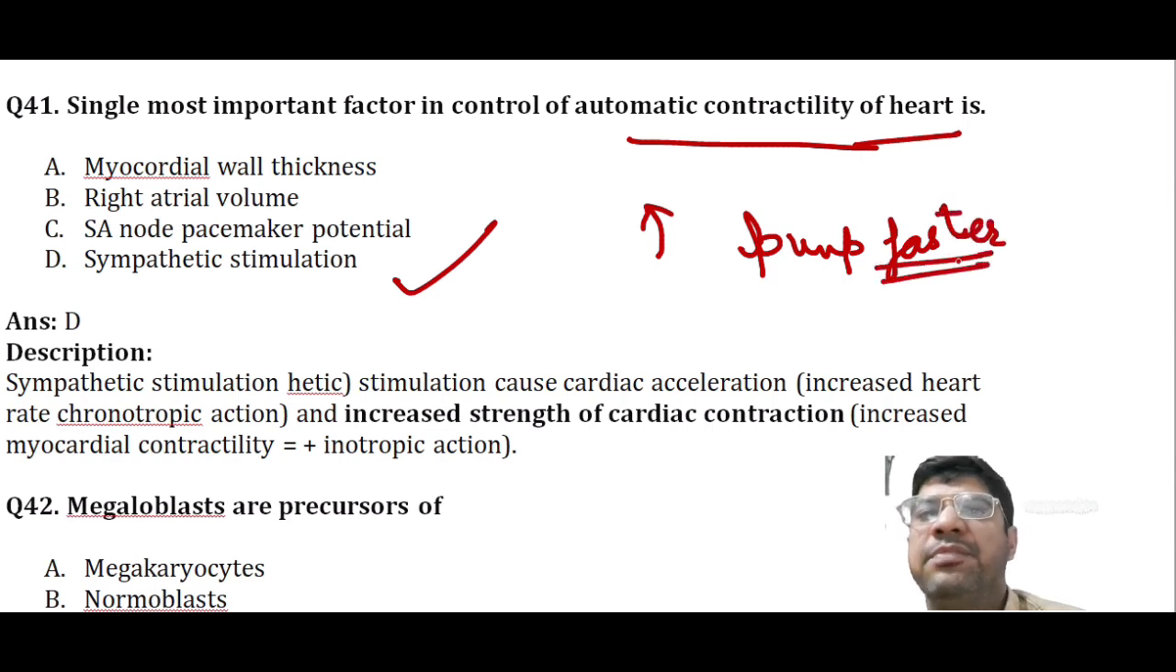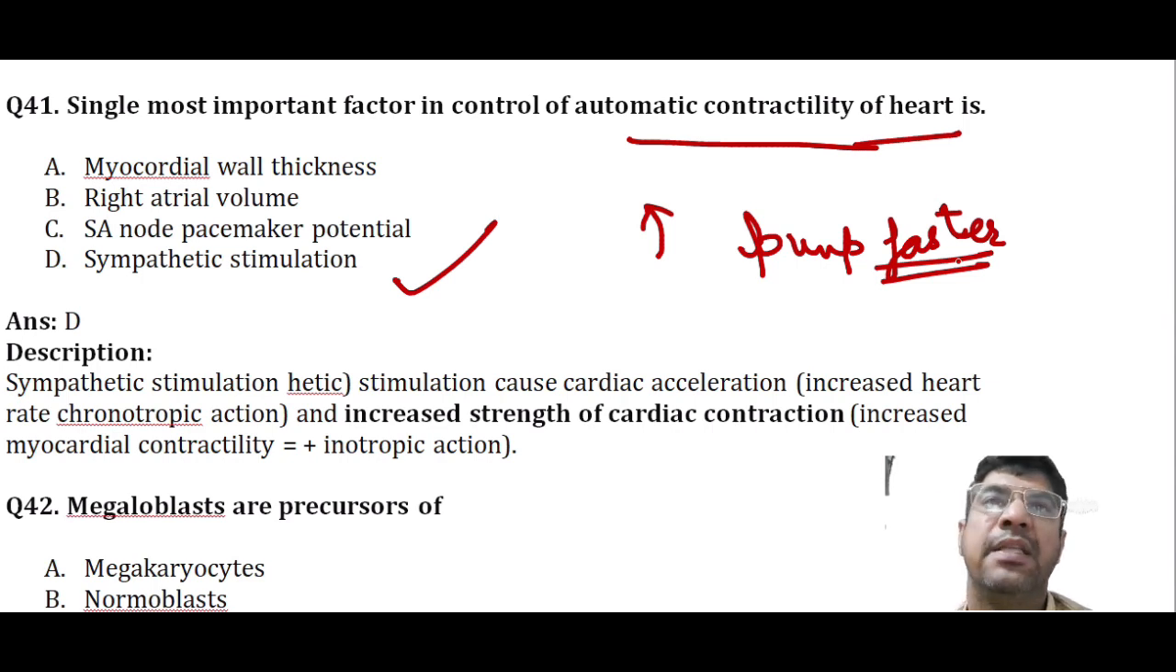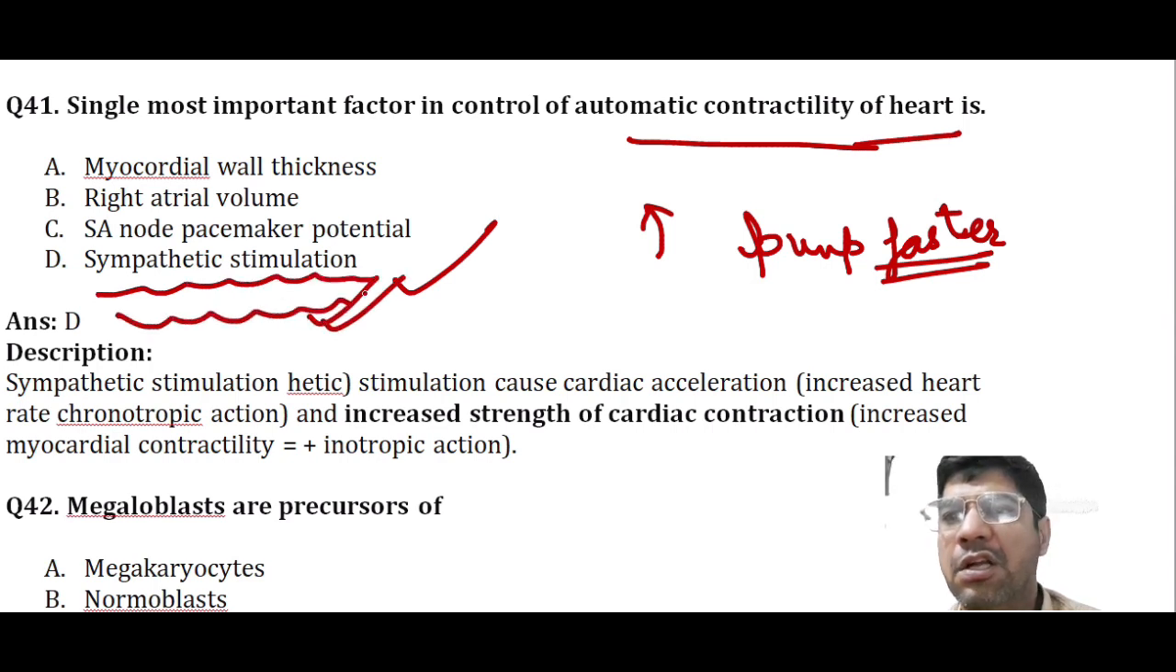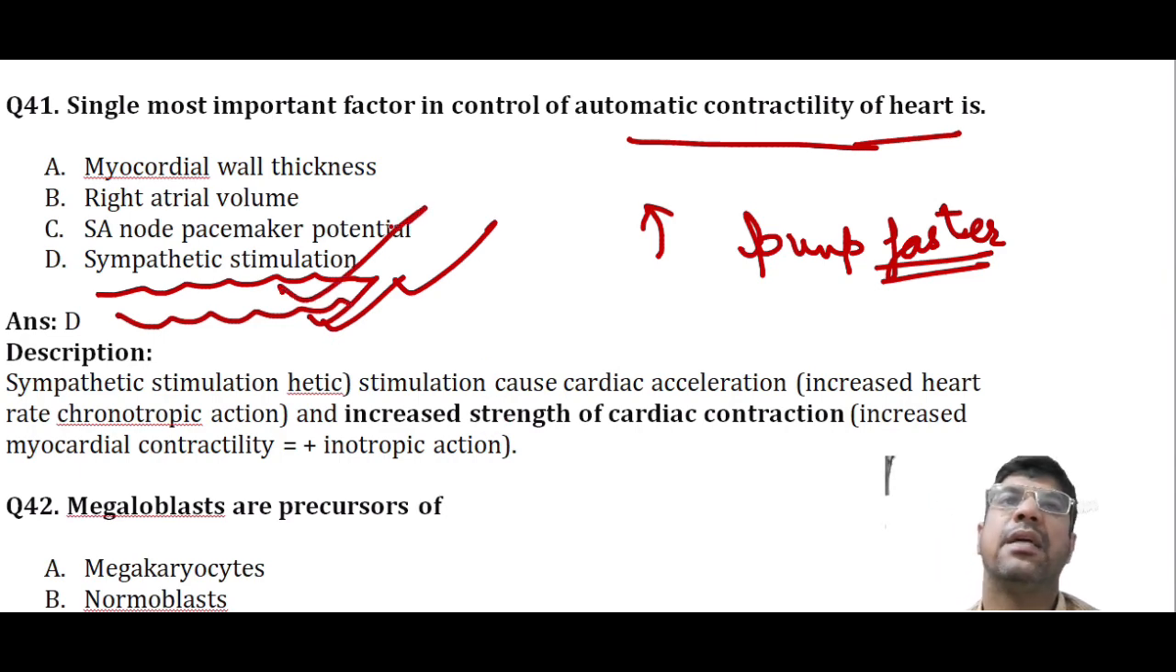This adjustment in your heart is like a car engine adjusting to go faster when you press the gas pedal. In your body, this adjustment is controlled by something known as sympathetic stimulation. It is like someone stepping on the gas pedal for your heart. When you are running or stressed, your body sends a signal to step on the gas, and your heart beats faster and stronger to meet your body's demand. So the answer would be sympathetic stimulation.